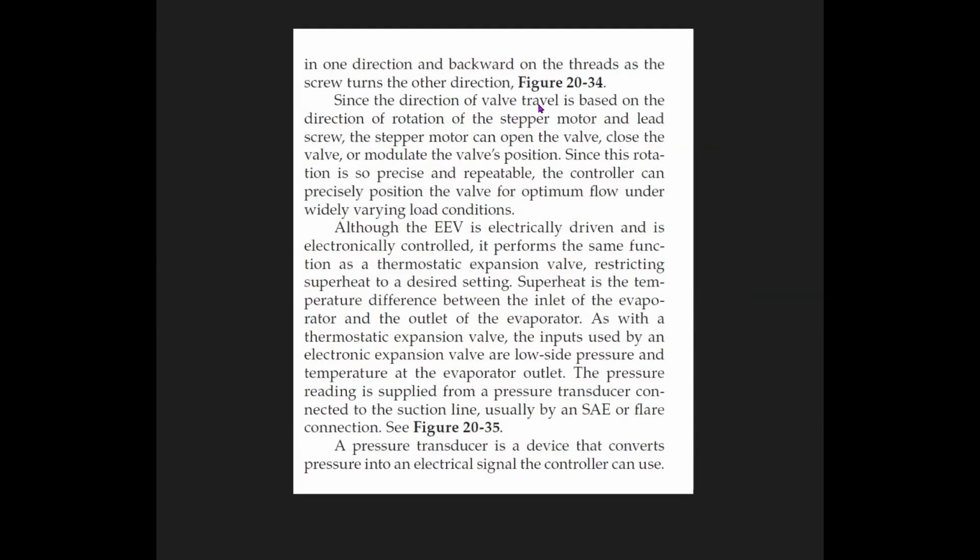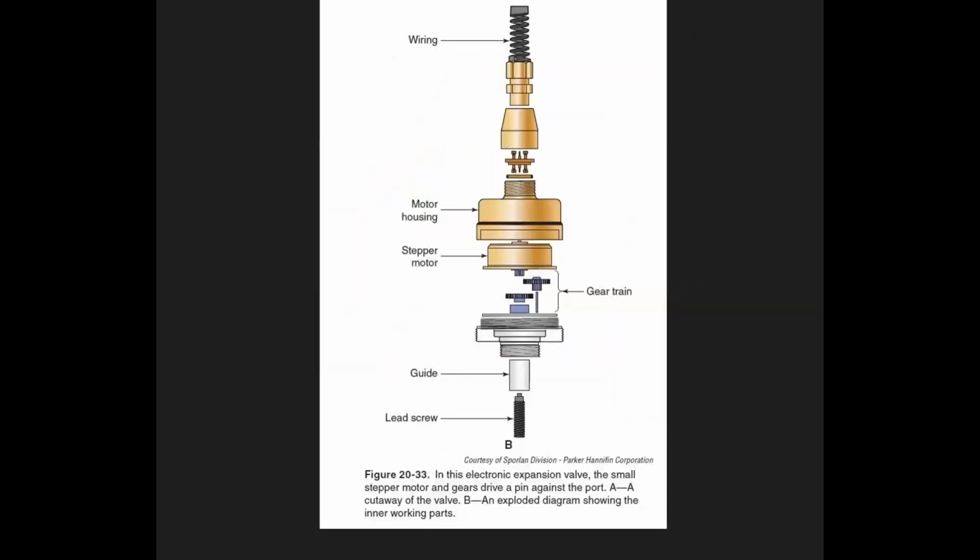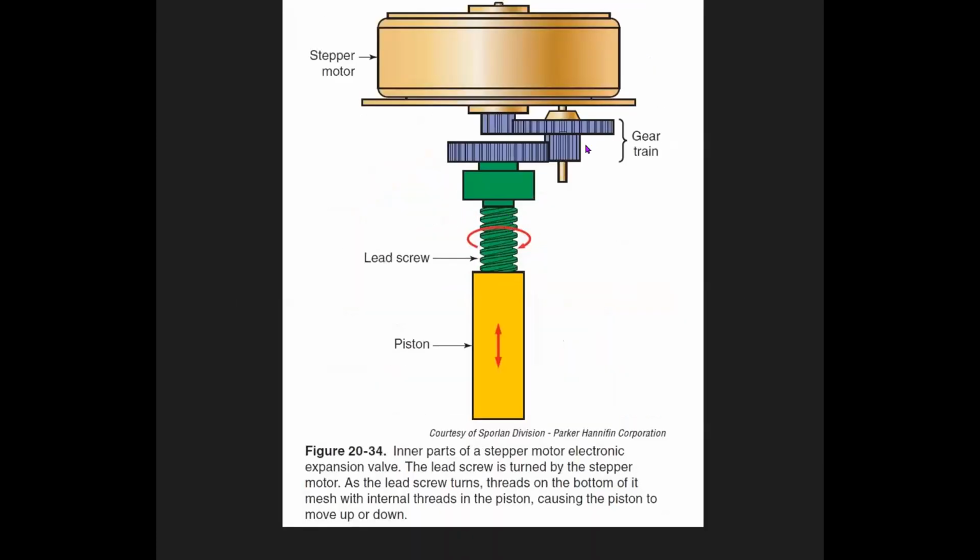And since the direction of valve travel is based on the direction of the rotation of the stepper motor, the lead screw and the stepper motor can open the valve, close the valve, or modulate the valve's position. तो ये क्या कर रहा है, ये देखो, ये जो लीड स्क्रू है, ये लीड स्क्रू स्टेप ग्रेन से ऊपर नीचे जाता है और ये पिस्टन को ऊपर नीचे मूव करता है, ओके. तो इनर पार्ट है ये गियर ट्रेन के नीचे का.